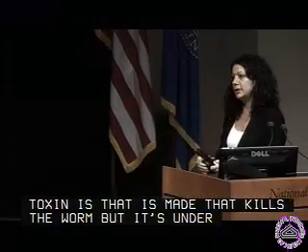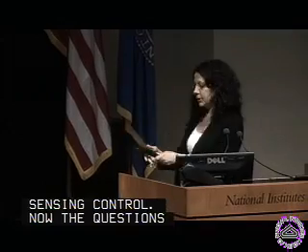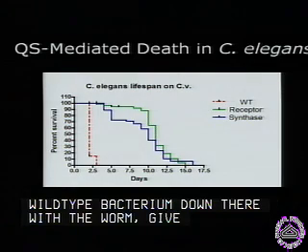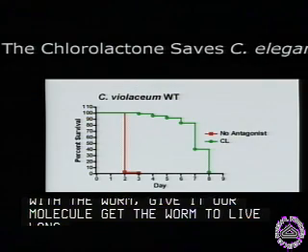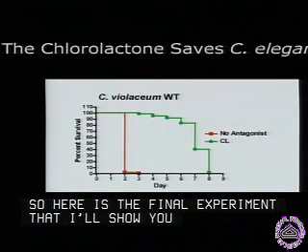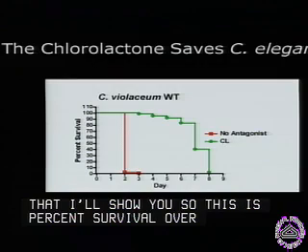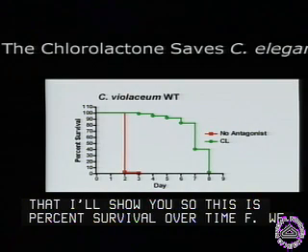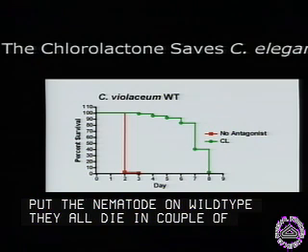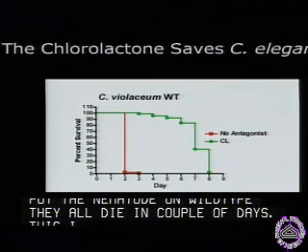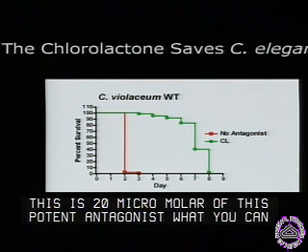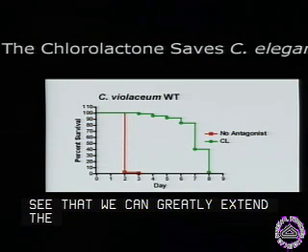And so now the question is, can we put a wild type bacterium down there with the worm, give it our molecule, and get the worm to live longer? And the answer is yes. And so here's the final experiment that I'll show you. So this is percent survival over time. So if we put the nematodes on wild type Chromobacterium violaceum, they all die in a couple of days. If we simply add about, this is 20 micromolar of this chlorolactone, this potent antagonist, what you can see is that we can greatly extend the lifetime of the worm.